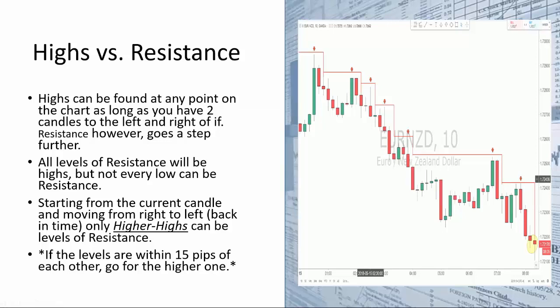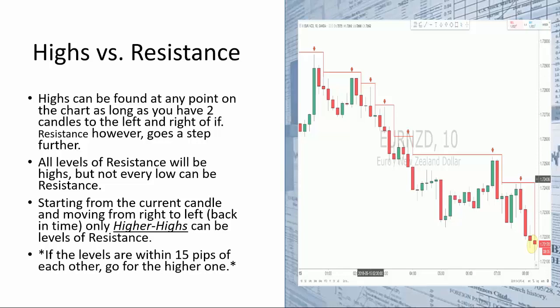Resistance is pretty much the opposite, right? When it comes to resistance, we start at the current candle, except this time we're moving upward. Right? And we're looking for higher highs. The simplest way to describe resistance is higher highs. So if you think about support, lower lows. If you think about resistance, higher highs. And it's always drawn from the current candle moving back in time. Remember, once again, if you find any level that is within 15 pips of the last level of resistance, then you can go for the slightly higher one, right?